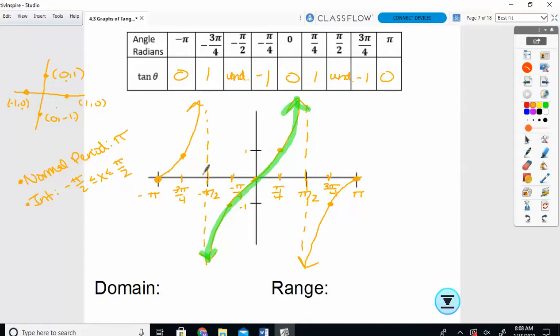Domain, we basically see that x can't be negative pi over 2, positive pi over 2, and that list would go on. The pattern just continues, so it can't be negative 3 pi over 2, negative pi over 2, positive pi over 2, positive 3 pi over 2, and so on. We know it keeps repeating, so you're going to keep having asymptotes. Range, what y values does this hit?